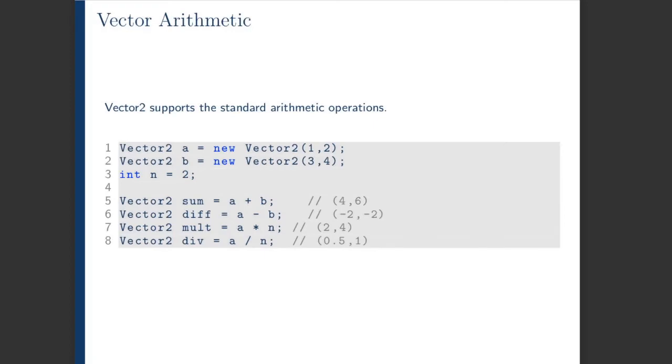Now, Vector2 supports all the standard arithmetic operations, basic vector maths. So if we have two vectors A and B, we can talk about adding them together to get their sum, or subtracting them, multiplying them, or dividing them. So let's think why we might want to do that.